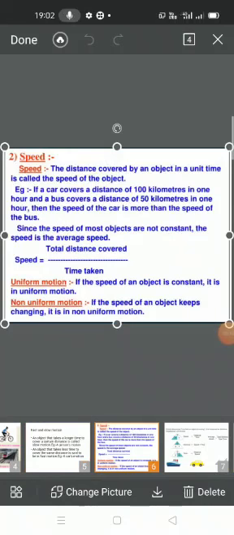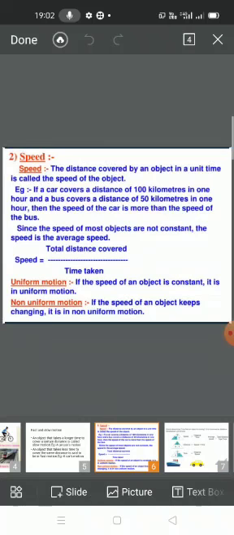Now let's talk about the speed, the second portion after the motion. The distance covered by an object in a unit time is called the speed of an object. How much time the object is taking to cover a particular distance, that is known as speed. For example, if a car covers a distance of 100 kilometers in 1 hour and a bus covers a distance of 50 kilometers in 1 hour, then the speed of the car is more than the speed of the bus.